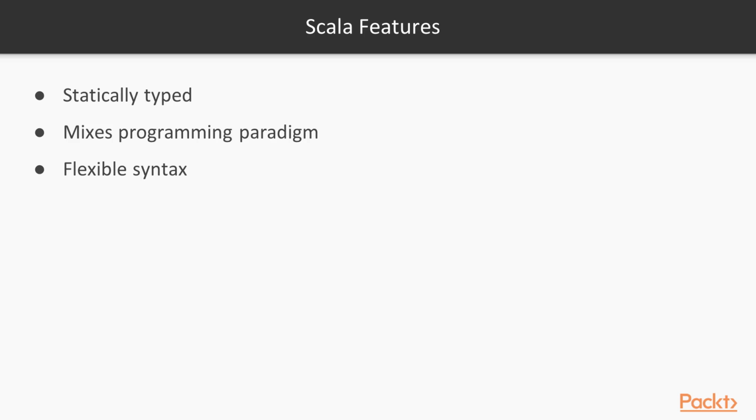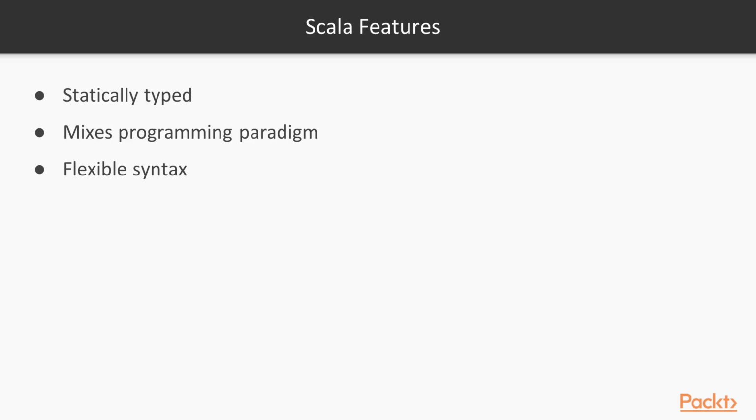Scala is a language with many features such as statically typed, mixed programming paradigm, and flexible syntax. Scala uses static typing as a tool for creating robust applications. It fixes many of the flaws of the Java type system. To improve code correctness, Scala extends the type system of Java with more flexible generics and other enhancements. With type inference, Scala code is often as concise as code in dynamically typed languages.